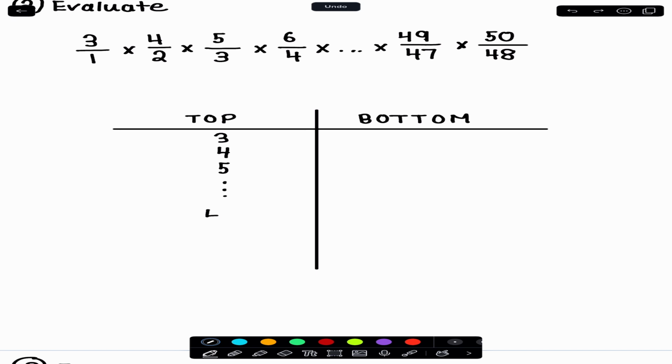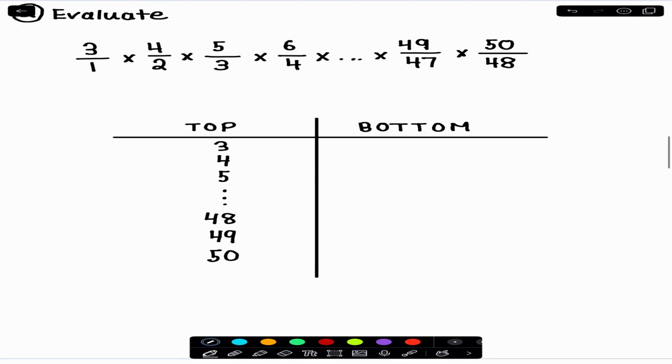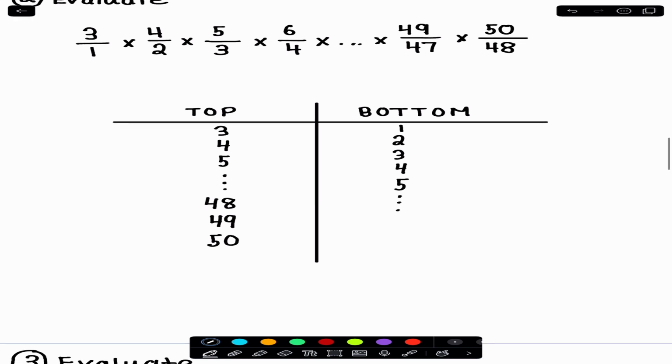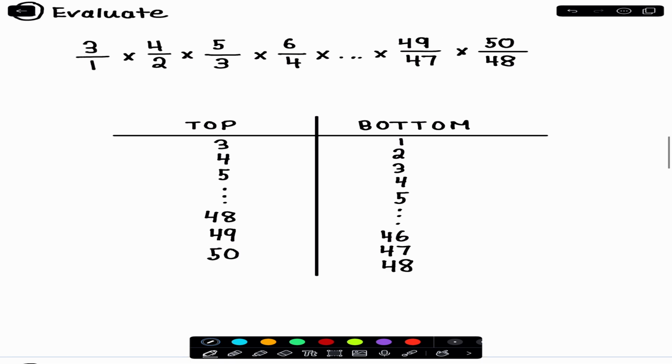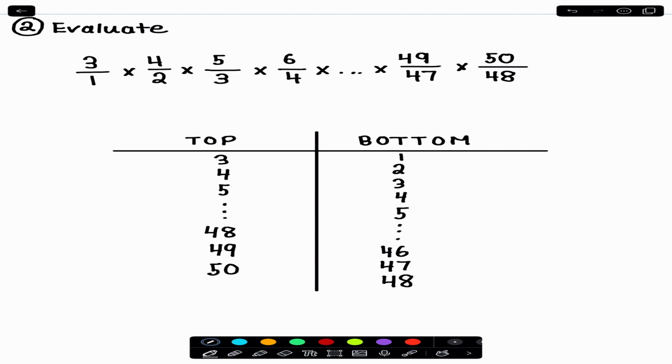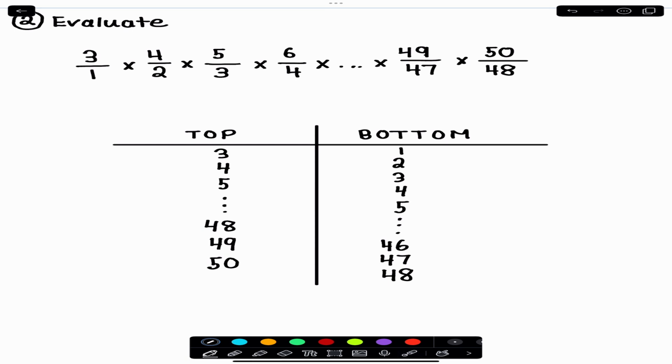And you know what? Let's write the last 3 out, and you'll see why in just a second. 48, 49, 50. Okay, and then on the bottom, we have the numbers 1, 2, 3, 4, 5. This will continue all the way to 46, 47, and 48. Now we know if we have the same number on the top and on the bottom, cancellation occurs. So let's see what we have.